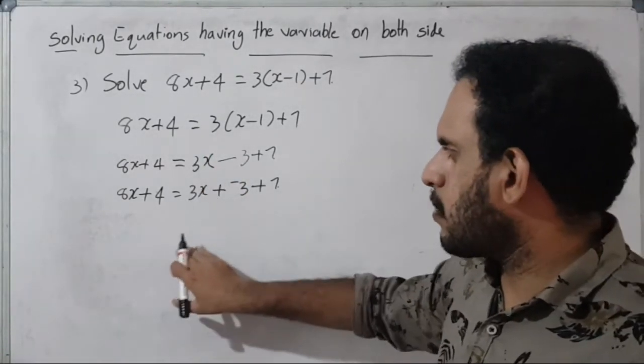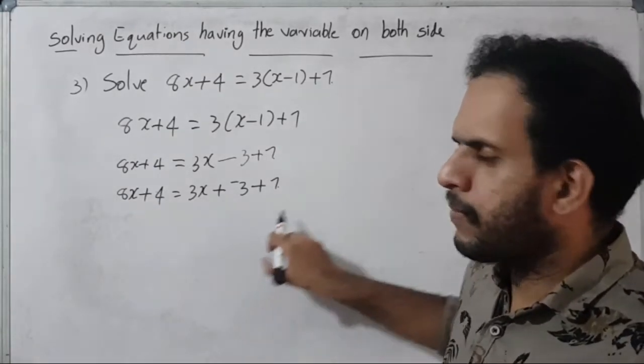If we take the 3x on the LHS, then we transpose 4 to the RHS.